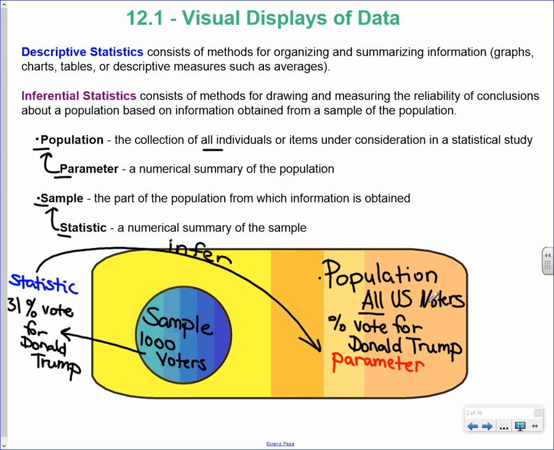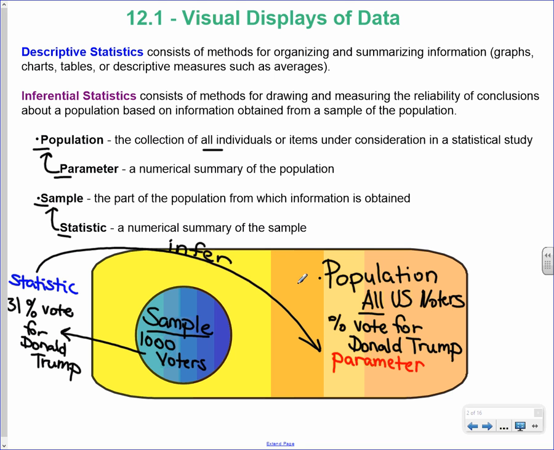So instead of asking all U.S. voters, what I'm going to do is I'm going to take a sample, okay? And so a sample is a smaller group from the population. Now we want this sample to be a good representation of the population. Okay, we don't want to go out and just sample the first 1,000 people we run into. We don't want to sample just Kentuckians. We don't want to sample just Republicans.